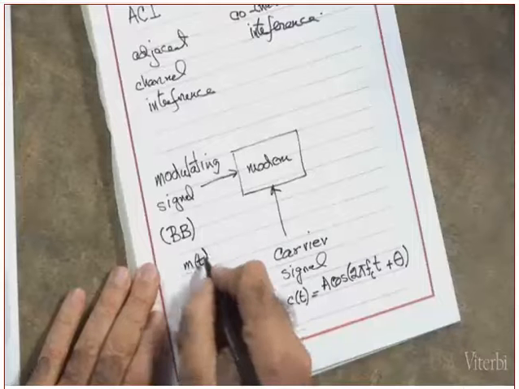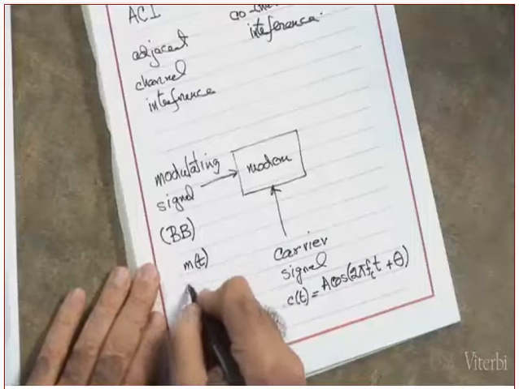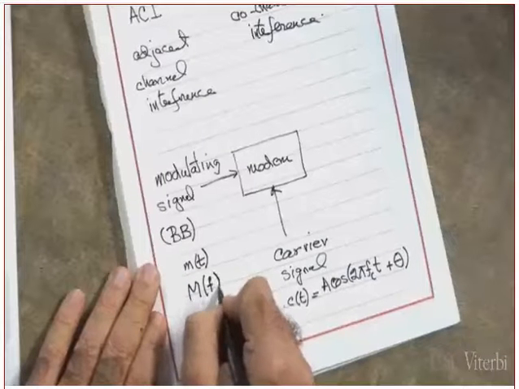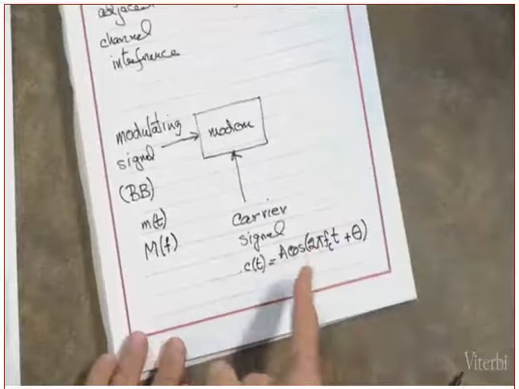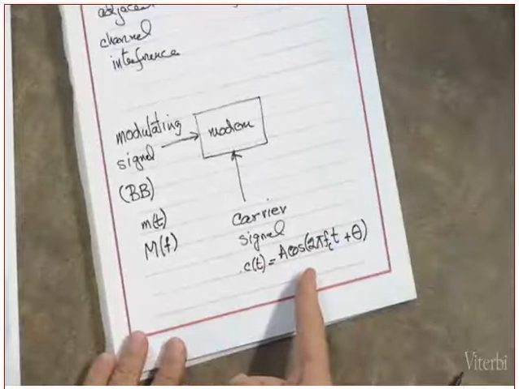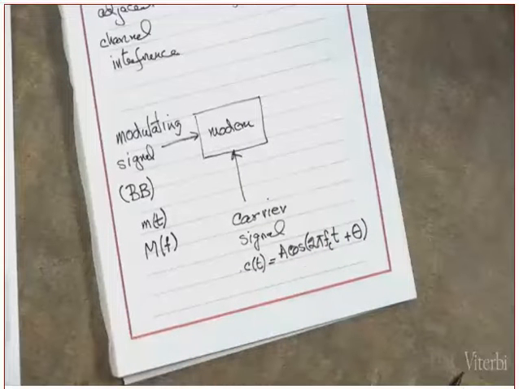m(t). What is the spectrum of this? If this is m(t), what is the spectrum? M(f). Clear? Question. Let's see if you remember from 301. What is the spectrum of this guy? Single what?